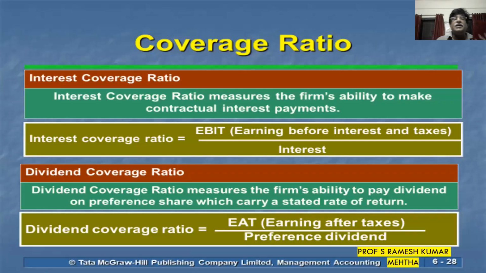Now another way of understanding the solvency position of the company is the interest coverage ratio and the dividend coverage ratio. These are two other solvency ratios considered very important from an investor's point of view. Their formulas are in front of you. Interest coverage ratio is given by the formula EBIT by interest. We will see with a numerical illustration what this means.